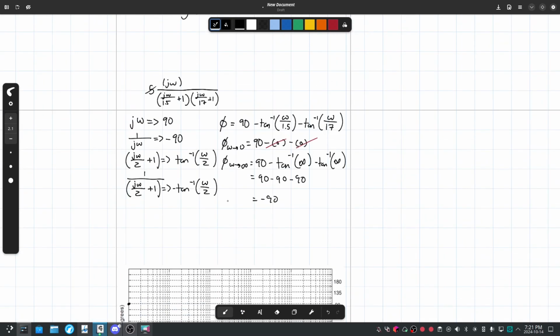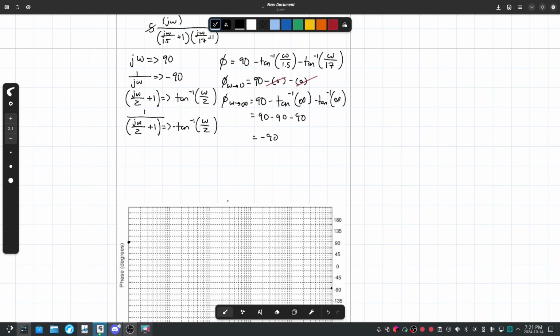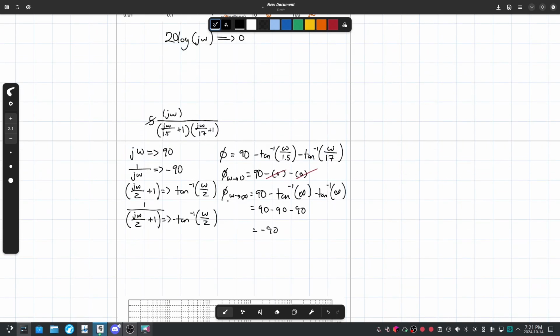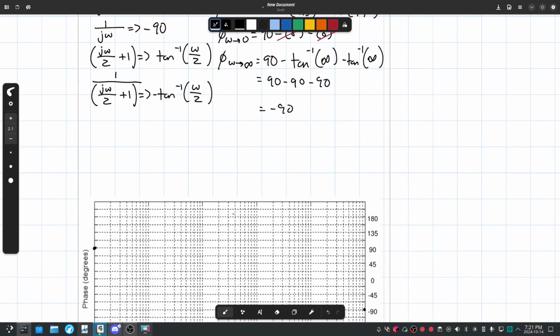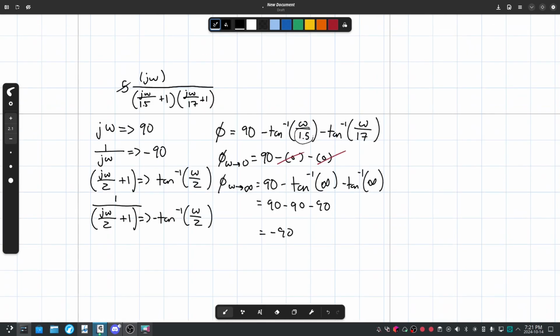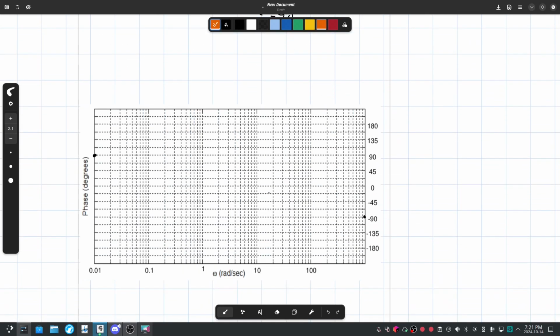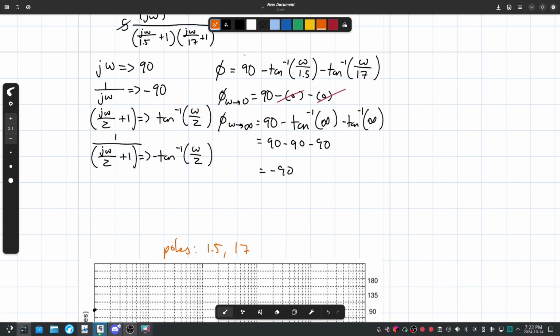Now, how this works, it's very nice. How this works is we take our z again, so this is 1.5. So our poles here, we have 2 poles, which is 1.5 and 17, right? We have no zeros. We ignore this 90. It's not a function, it's just a constant.